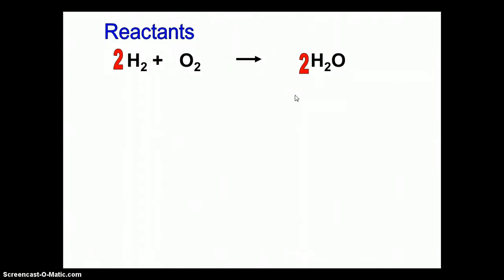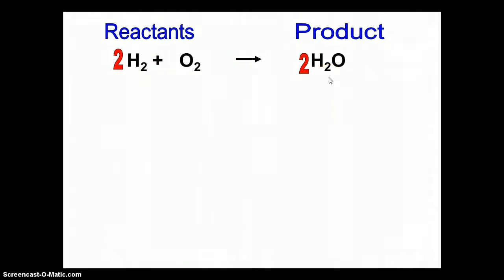Now we're going to add some terms in here. This side of the equation is called the reactant side. And I think that's easy to remember because they are the things that go through the reaction. So the reactants are part of the reaction. And then the right side is the product. And a product is something that you make. So the reactants go together in a reaction to make a product.